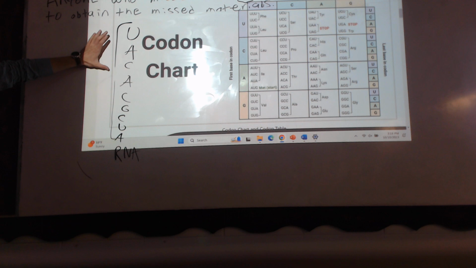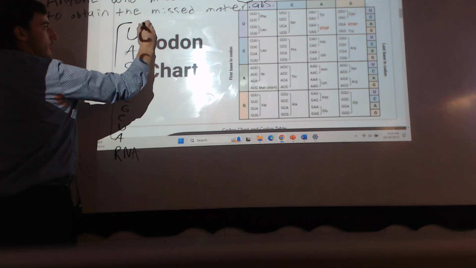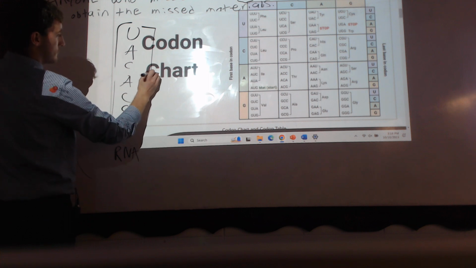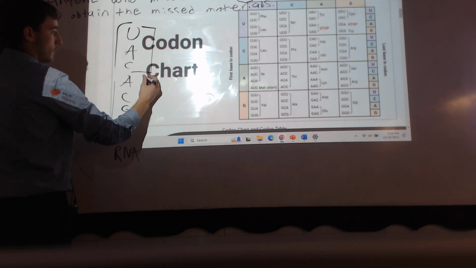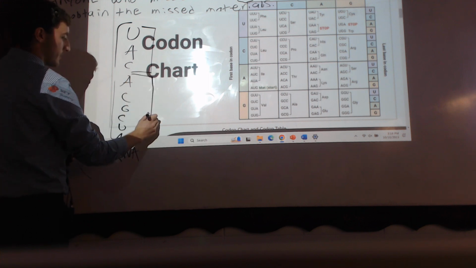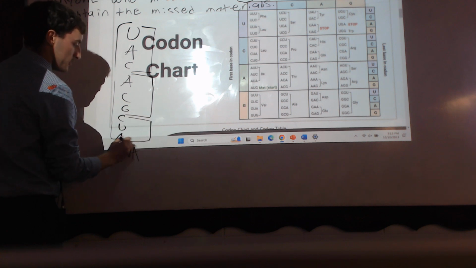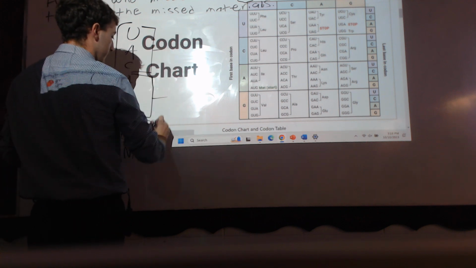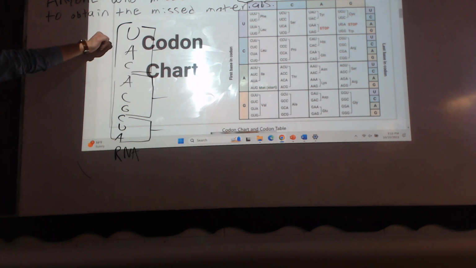So again, one more time, how many nucleic acids in an amino acid? Three, right? So I'm going to go 1, 2, 3, and then it's going to just start again. 1, 2, 3, 1, 2, 3. And so we can actually figure out what amino acids code for each of these.